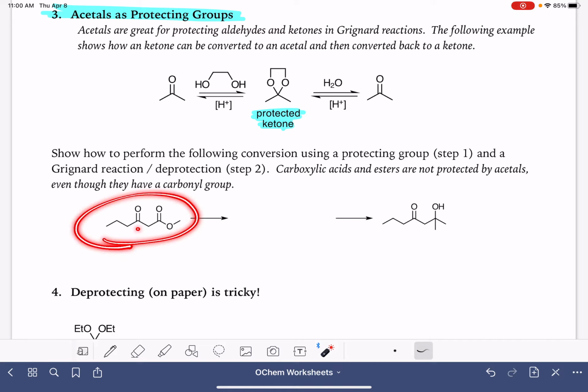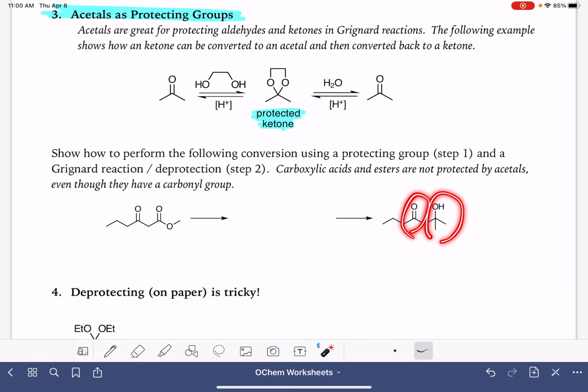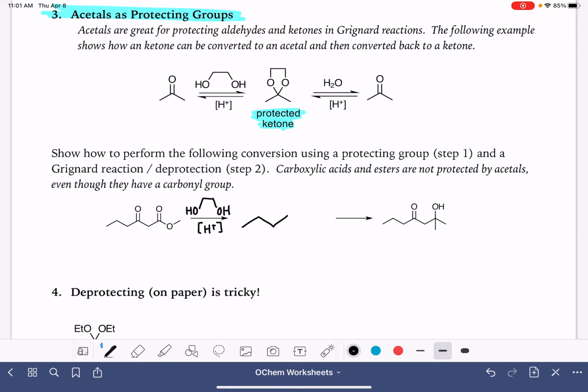Here is a molecule that has two carbonyl groups, a ketone and an ester. And let's say that we wanted to do a Grignard reaction on the ester, but not on the ketone. Ketones are very reactive with Grignard, so it would be impossible to do this reaction just by putting a straight Grignard in there. The Grignard would react with both of the carbonyl groups. But what we could do is temporarily convert that ketone to an acetal, because the formation of the acetal only works with aldehydes and ketones.